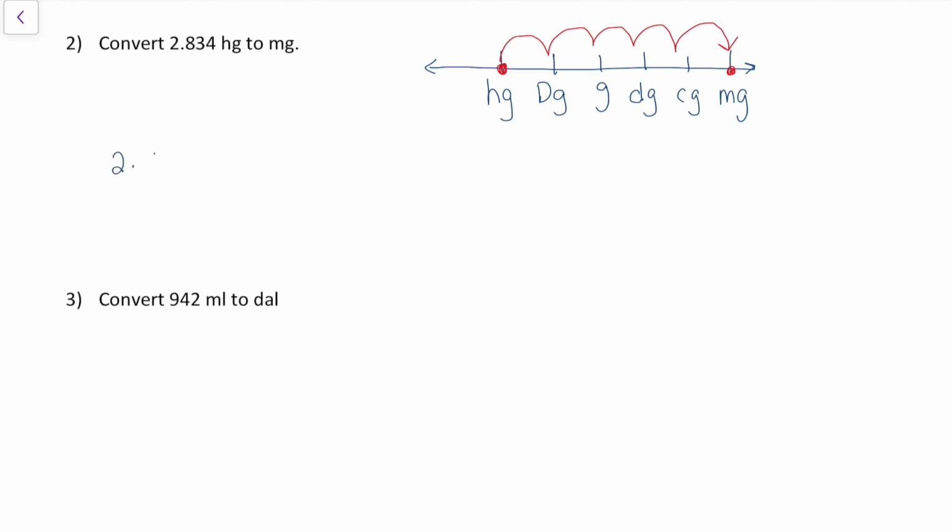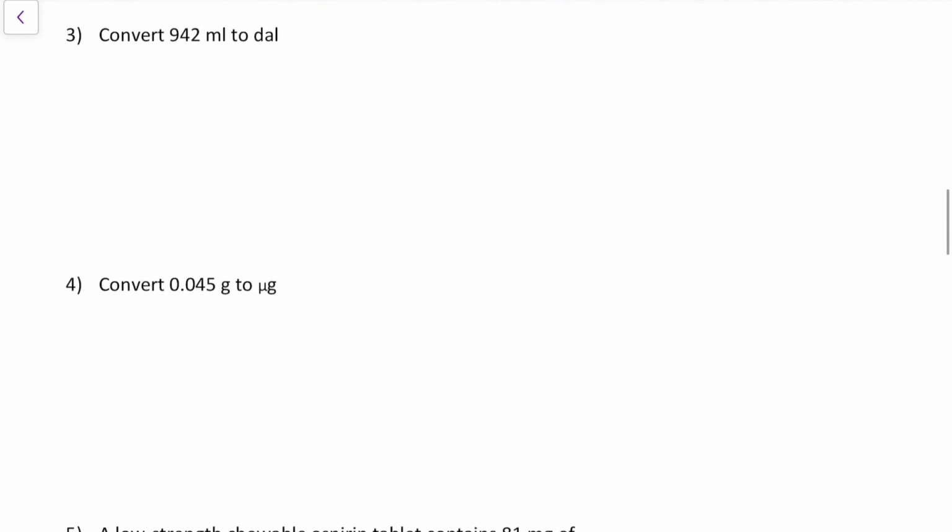So if I take my number and I'm going to jump 5 times to the right, so I take the decimal point, 1, 2, 3, 4, 5, then that means my final answer is 283,400 milligrams. So whatever we have to do in our scale, we're going to do that same thing to the decimal point in the number. So I've got 2 more up there for you to try. If you can pause the video, try them out, and then start it up again when you're ready.